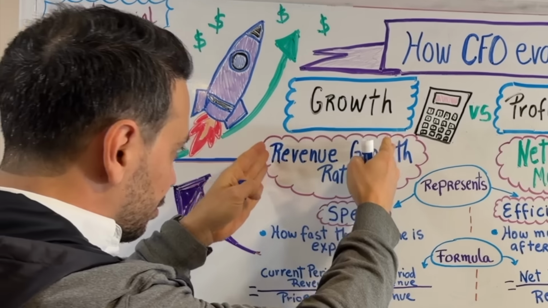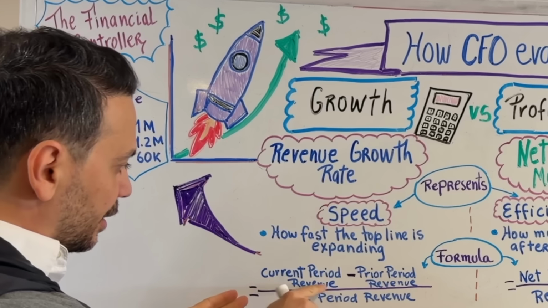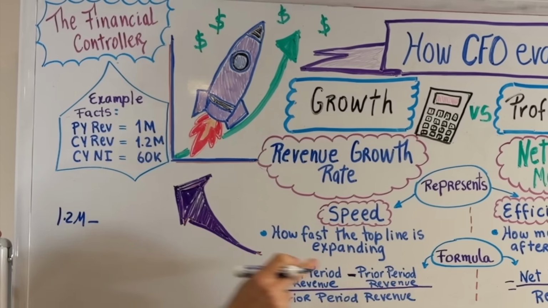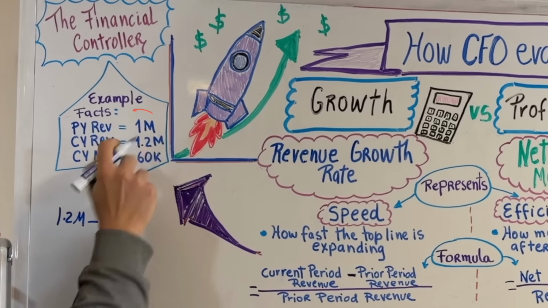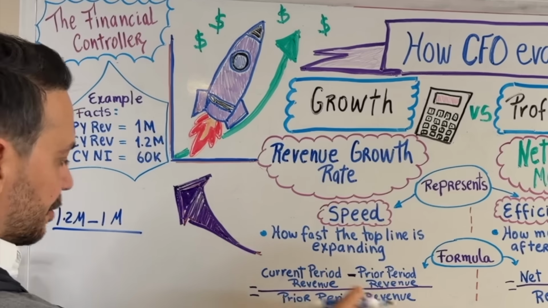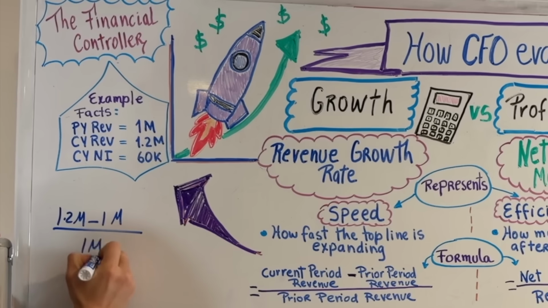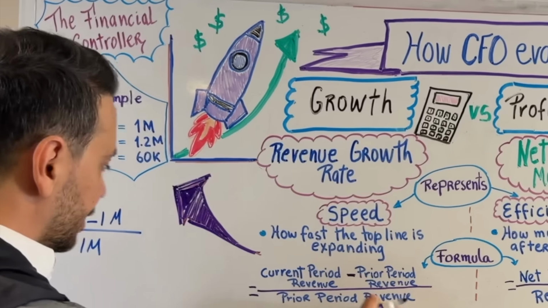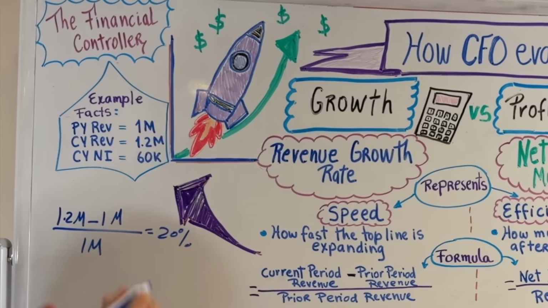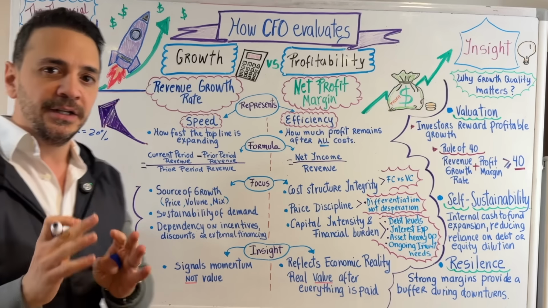When we calculate revenue growth rate, we say current year revenue, which is 1.2 million, minus prior year revenue, which is 1 million, divided by prior year revenue, which is also $1 million. Always anchor in prior year revenue. That's going to give us 20%, right? So this business is growing at 20% year over year.